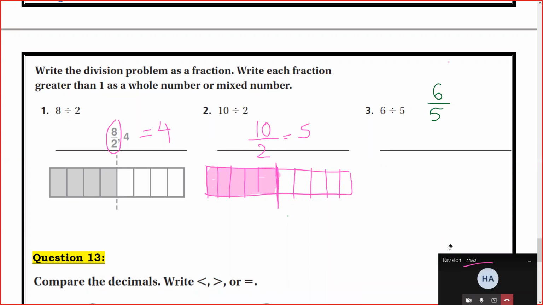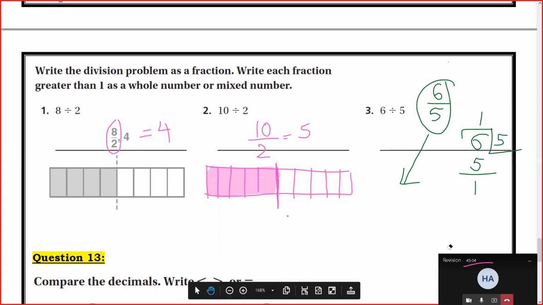Yes, exactly. You divide 6 by 5. Now 1 times 5 is 5, and the remainder is 5. So how can I convert it? And you didn't learn this way, okay? So if you didn't understand it well, it's okay. I will repeat it during this semester.